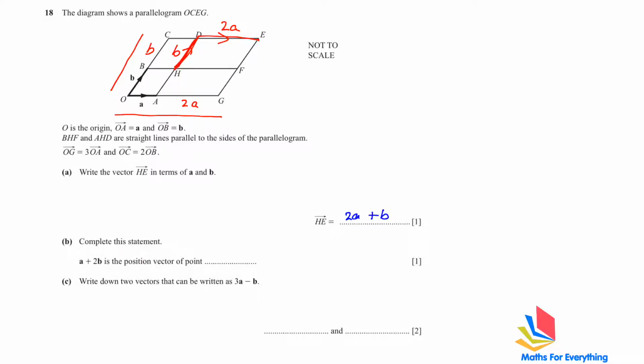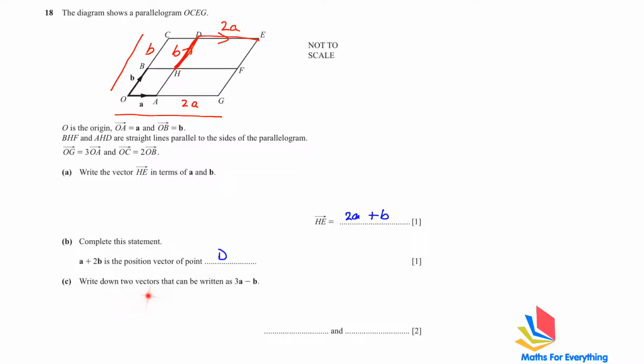Complete this statement. A plus 2B is the position vector of point. Position vector means it starts from O. So we have been given A plus 2B. This is A and this is 2B. So it is for point D.